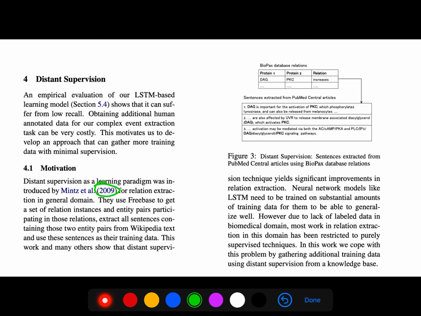Neural network models like LSTM need to be trained on substantial amounts of training data for them to be able to generalize well. However, due to lack of labeled data in the biomedical domain, most work in relation extraction in this domain has been restricted to purely supervised techniques. So in this work, we cope with this problem by gathering additional training data using distant supervision from a knowledge base.